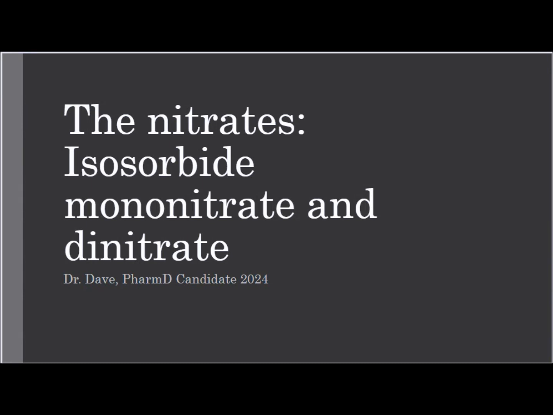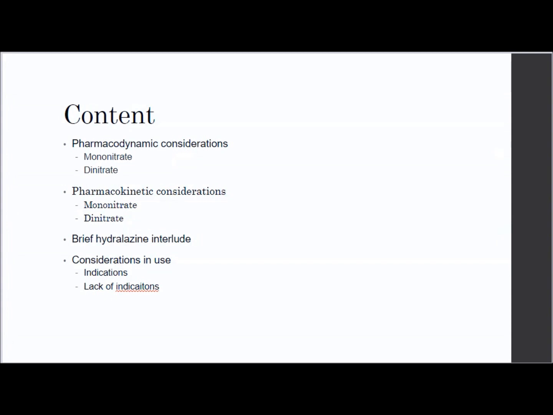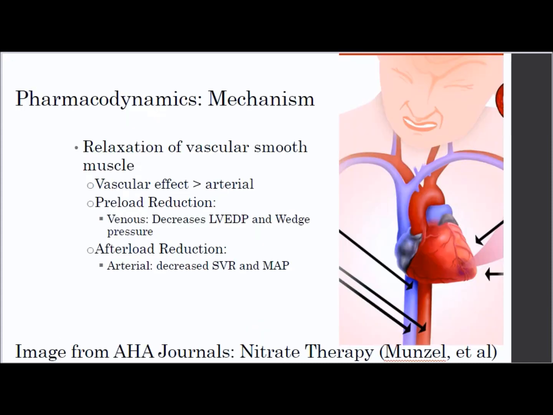Today we're going to be talking about the nitrates, so isosorbide mononitrate and isosorbide dinitrate. The content that we're going to go over is first the pharmacodynamic effects, so what the drug does to the body, then the pharmacokinetic effects, so what the body does to the drug, so ADME. Then we're going to go through a brief hydralazine interlude and then talk about some considerations in use and the indications and the lack of indications.